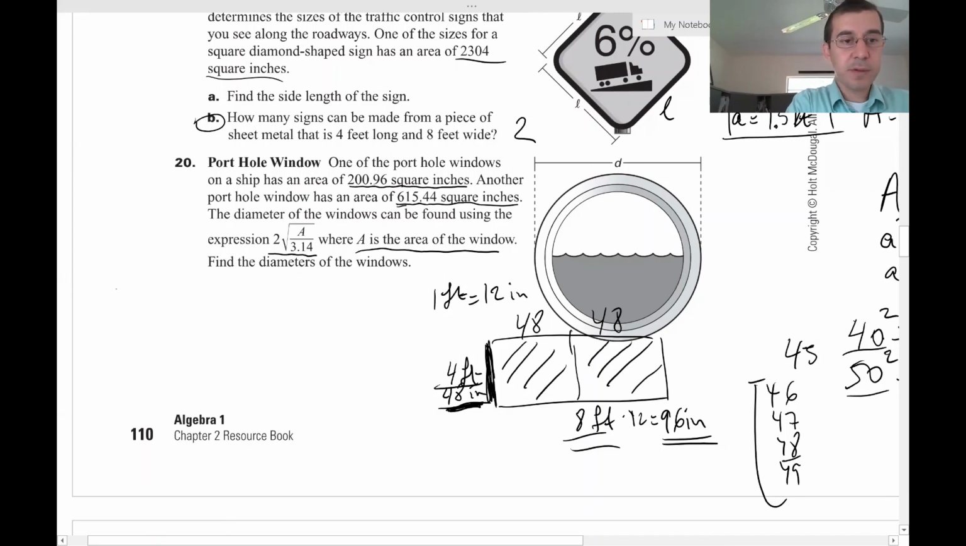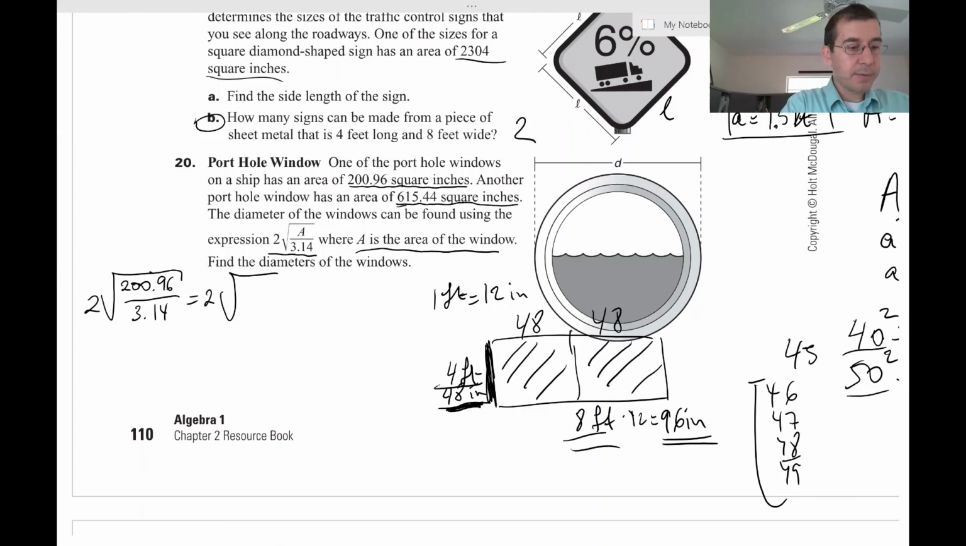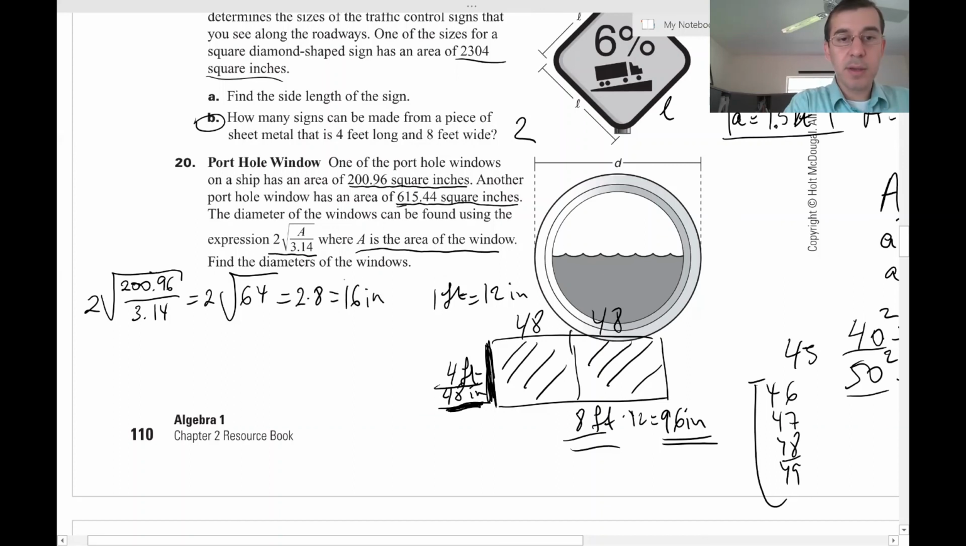Okay, so let's do the first one first. So 2 times the square root of A over 3.14, which is 200.96 over 3.14. 200.96 divided by 3.14, that's 64. So the square root of 64 is 8, so 2 times 8 is 16. So 16 inches is the diameter of the first window, the one that has the 200.96 square inches area.